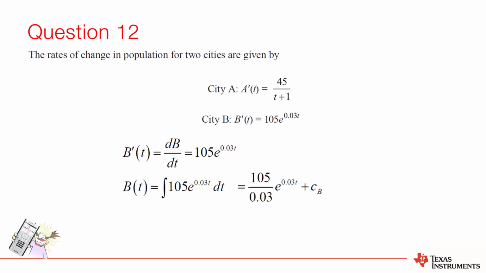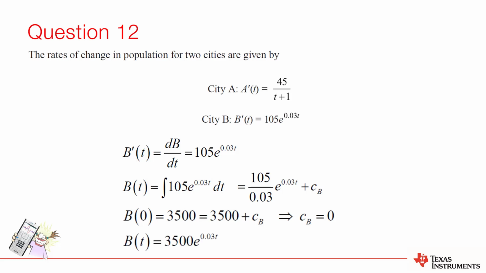Now, how are we going to find CB? Well, the initial population of city B was 3,500, and 105 over 0.03 is 3,500. So therefore CB, the second constant of integration here, is 0. So the formula for B of t is 3,500 e to the 0.03t.